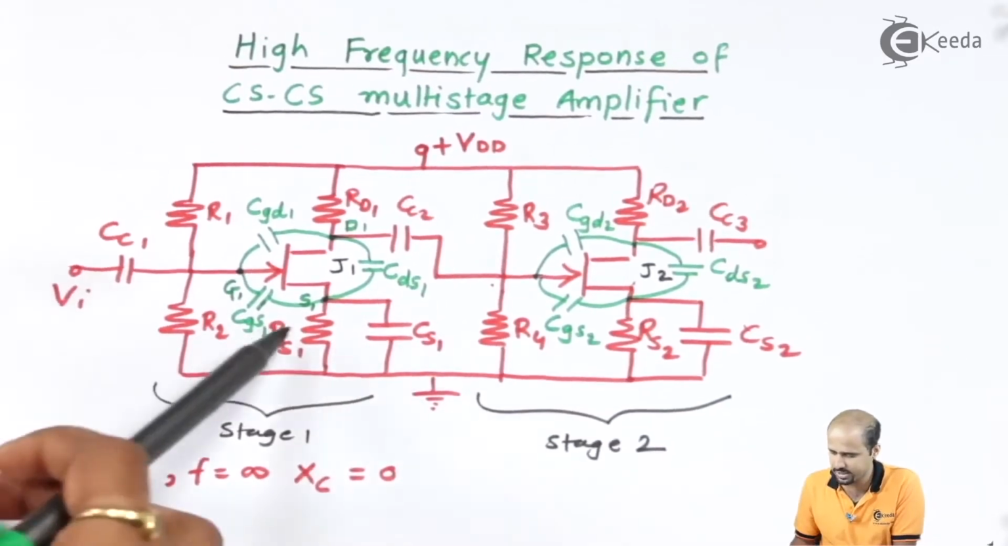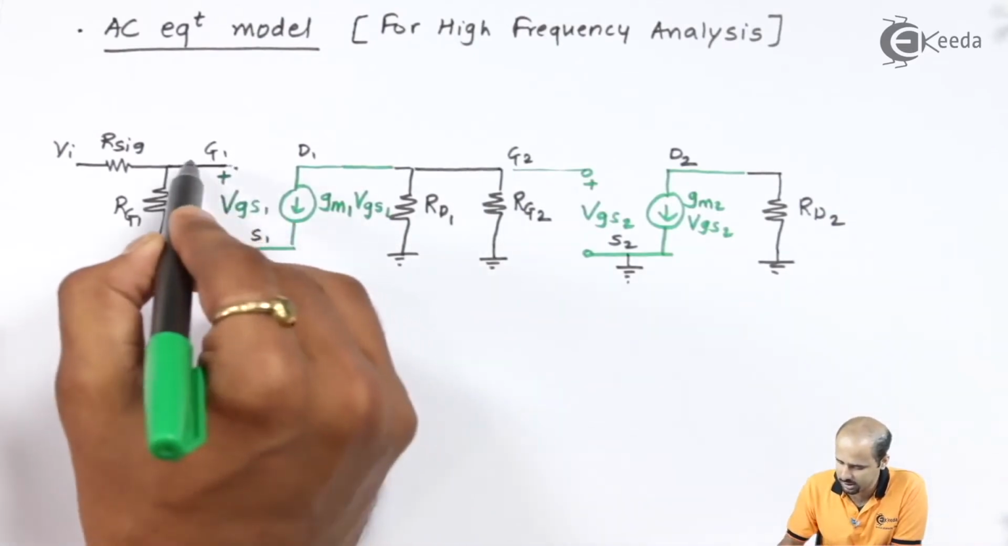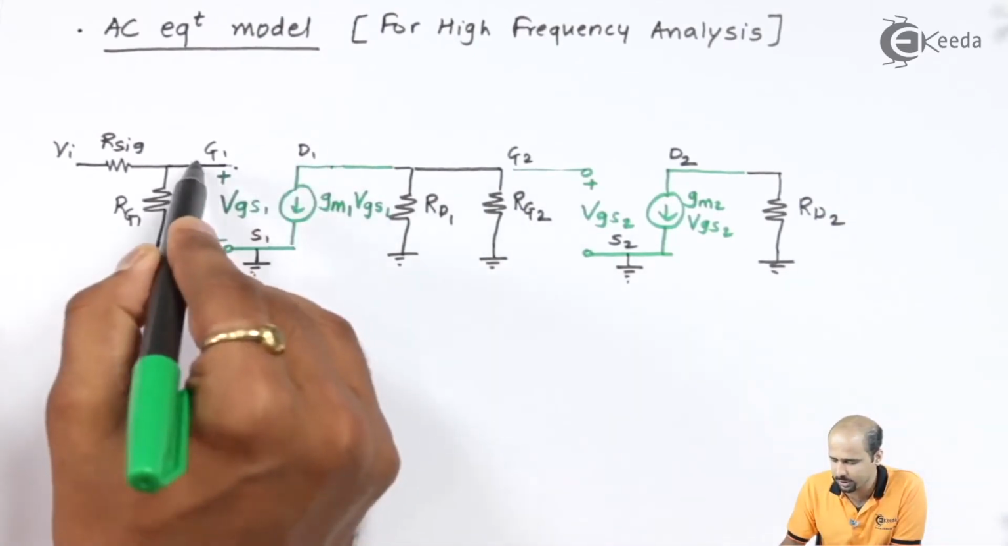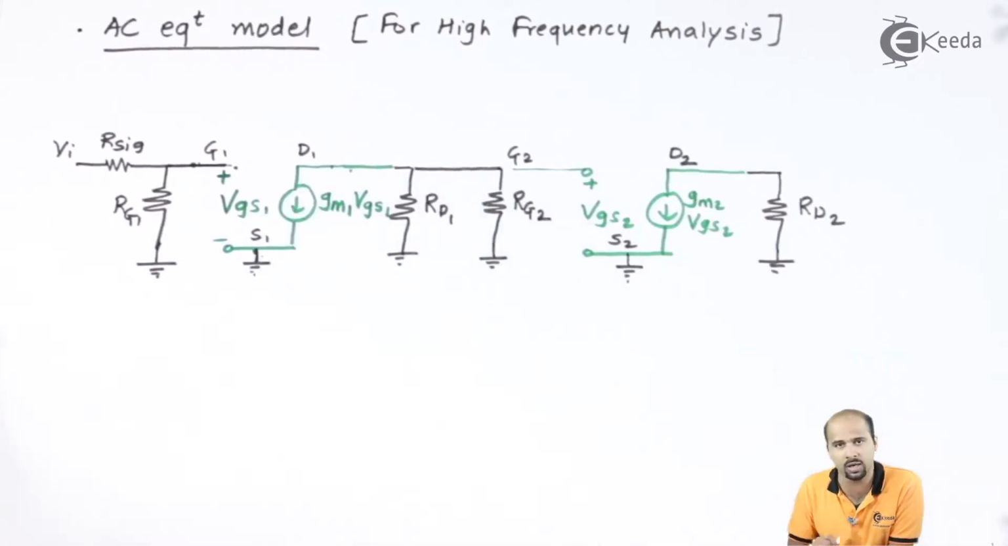Okay, so let's move towards the next slide. Here we'll have the AC equivalent model. I haven't drawn the capacitors in this particular circuit, so we'll draw the capacitors in between gate and drain, gate and source, and drain and source for stage 1 and stage 2. Then we'll get to know how to deal with this circuit to calculate the higher cutoff frequency.